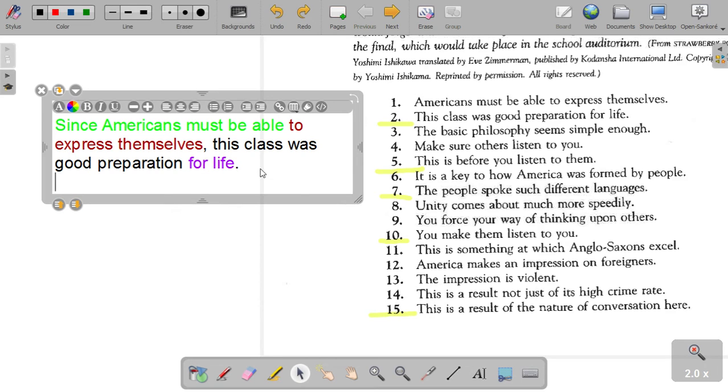Now let's look at 3, 4, 5. The basic philosophy seems simple enough. Make others listen to you. This is before you listen to them. Now, this is some practice maybe we can get with doing something a little bit different. Let's try doing an infinitive phrase that comes between the subject and verb. So let's have the basic philosophy. Now, what infinitive could we put here that tells us what the basic philosophy is?